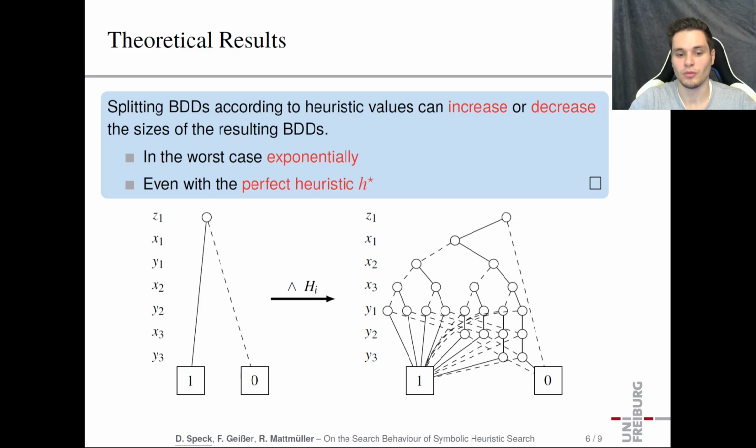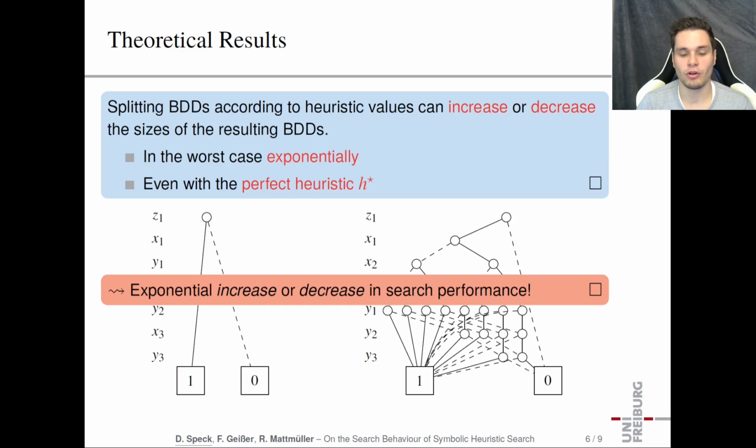And that's basically not what we want, because as we said before, our search performance really depends on the size of our BDDs. So we can have an exponential decrease in search performance because we use the perfect heuristic over no heuristic. We do all this hard work to pre-compute our heuristics, and even if we get the perfect heuristic and do this intersection, which also takes time, our BDDs become larger and our search performance decreases even more. So we have no guarantees that using a heuristic helps us, and it can really harm our search.